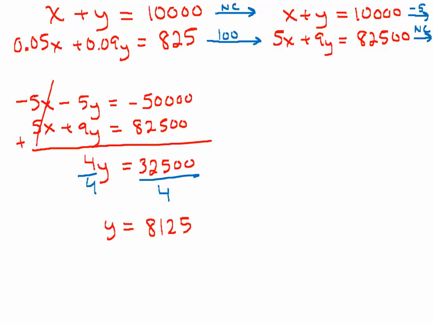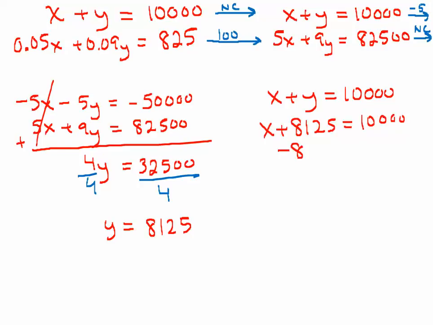Alright, so real quick here, I got the y, I need the x, but I know the relationship, x plus y equals 10,000. So then let's see, if the grand total invested was 10,000 and I invested 8,125 for the y, what was invested as x?